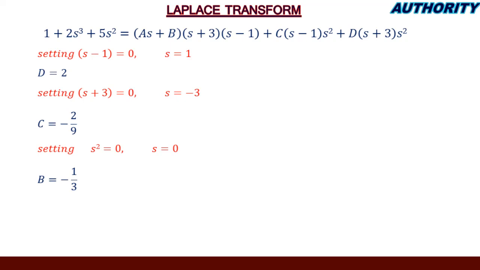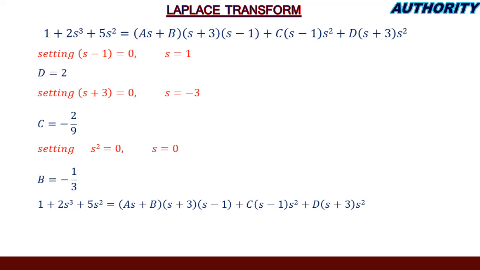So substituting or equating these factors to 0, we are able to find the value for b, the value for c and the value for d, remaining the value for a. So let's go back to this equation 4. In this equation 4, we have 1 plus 2s cubed plus 5s squared is equal to as plus b in bracket s plus 3 in bracket s minus 1 in bracket plus c s minus 1 in bracket s squared plus d s plus 3 in bracket s squared. Okay, this is equation 4.